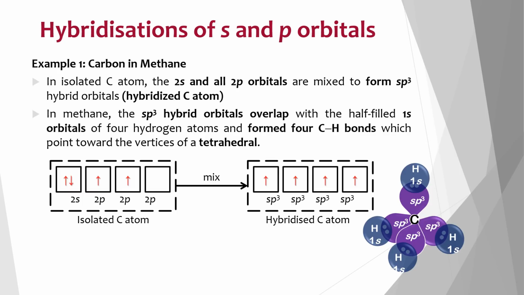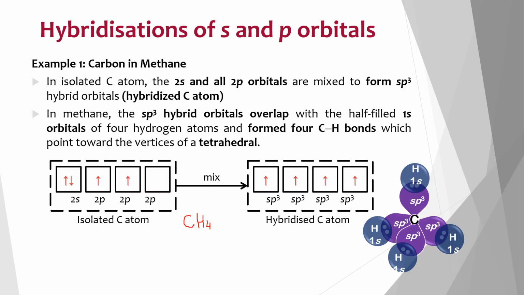An example of how the hybridization works. Example 1, carbon in methane. In an isolated C atom, which is the central atom, the 2s and all 2p orbitals are mixed to form sp3 hybrid orbitals. In methane, the sp3 hybrid orbitals overlap with the half-filled 1s orbital of 4 hydrogen atoms and form 4 C-H bonds which point towards the vertices of a tetrahedron. So for example, you have methane, which is CH4.